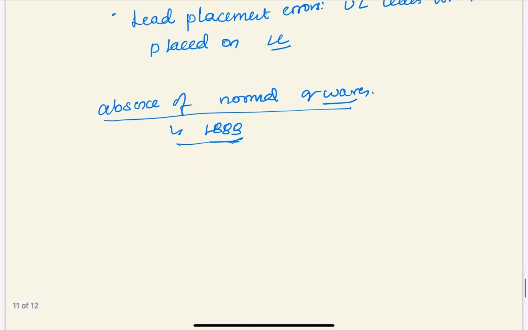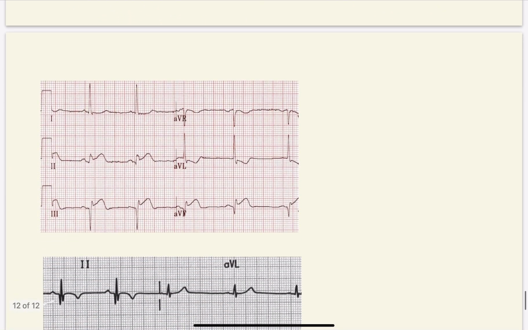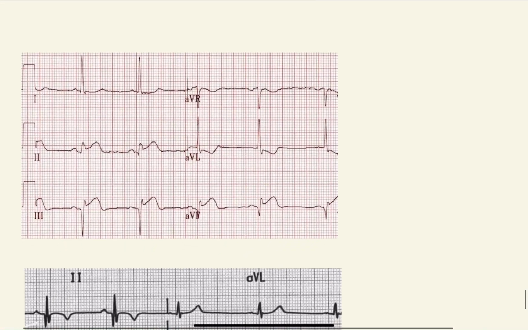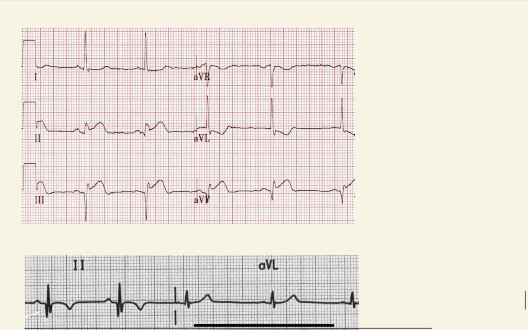Let us look at a few examples of Q waves. So this given ECG shows lead 1, okay, lead 2, okay. There is ST elevation in leads 2, 3 and AVF. So inferior ST elevation is there, and in the inferior leads you are getting Q waves.